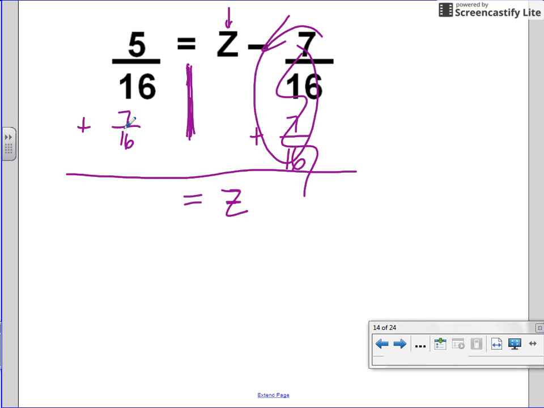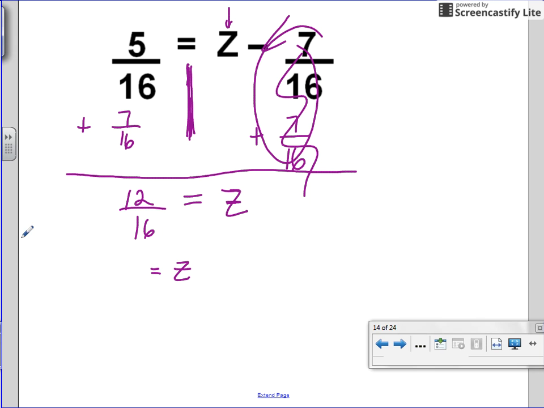All right, when I add these, I already have a common denominator. Whew! So I know I'm going to have 16ths. 5 plus 7 is 12. Okie dokie. It's not in simplest form. So really, we should get this fraction in simplest form.